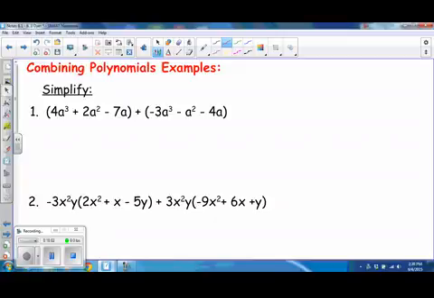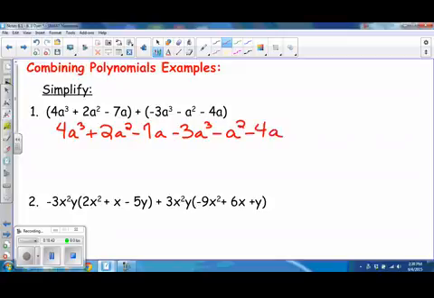Now, we're combining these polynomials, right? So, anybody have a guess on what we need to do? Yes, if there's a plus in between these two sets of parentheses, we don't need the parentheses. So we rewrite it without the parentheses. So that's 4a to the third plus 2a squared minus 7a. Do I have to put plus negative 3a to the third? No, what can I put? Just minus 3a to the third minus a squared minus 4a.